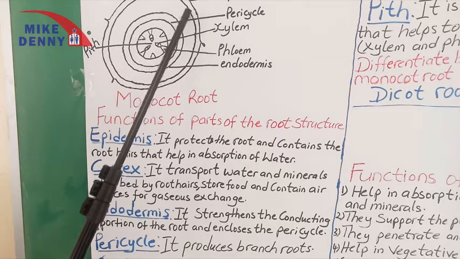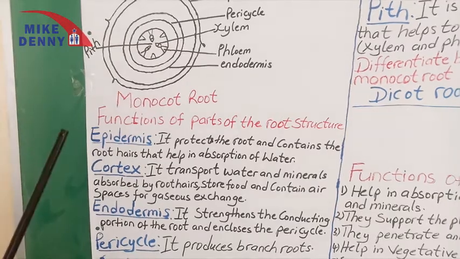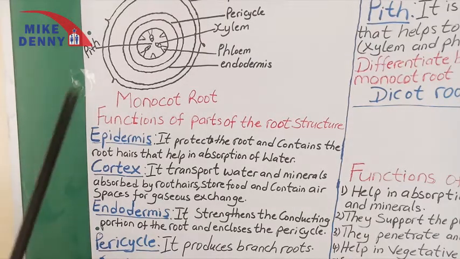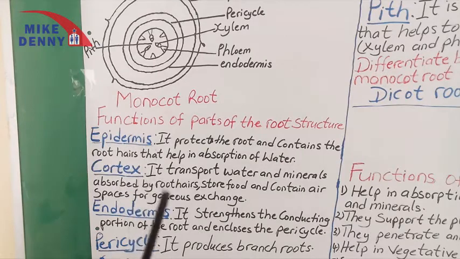And like any other outer layer of an organism, its work is always to carry out protection. So the epidermis protects the root, and this epidermis contains the root hair, and the root hairs help in absorption of water and mineral salts from the ground. Very important. Then we have the cortex.